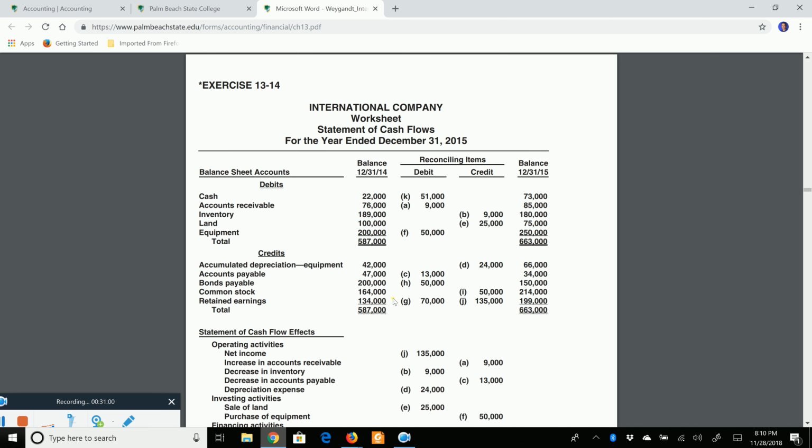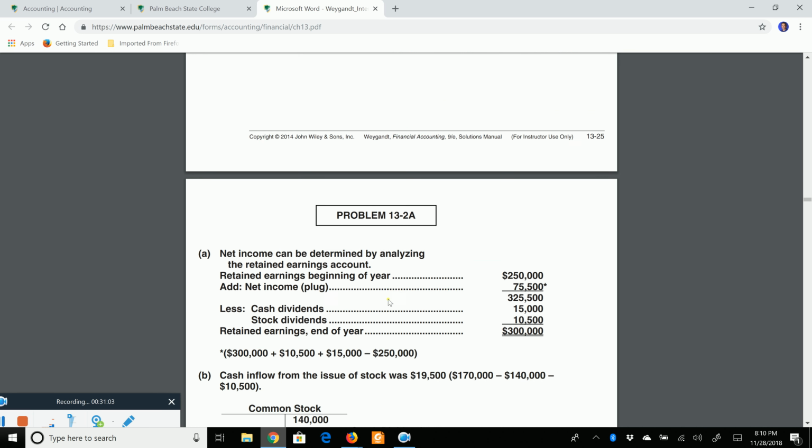All right, let's take a look at problem 13-2A.